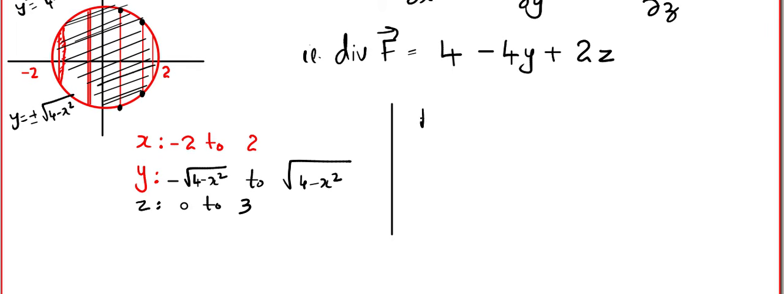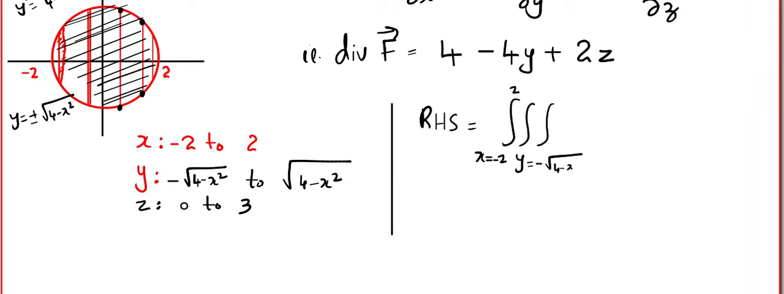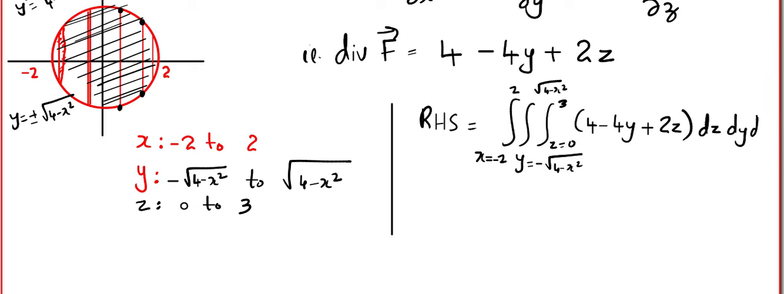Okay, now let's go for the right hand side of the Gauss Divergence Theorem. The right hand side in my statement is a triple integral. I'll write x equal to minus 2 to 2, and y varies from minus root of 4 minus x squared to root of 4 minus x squared. In your exam write neatly, right now I'm writing in a messed up manner. So 4 minus 4y plus 2z, inner integral is dz, then dy, then dx.